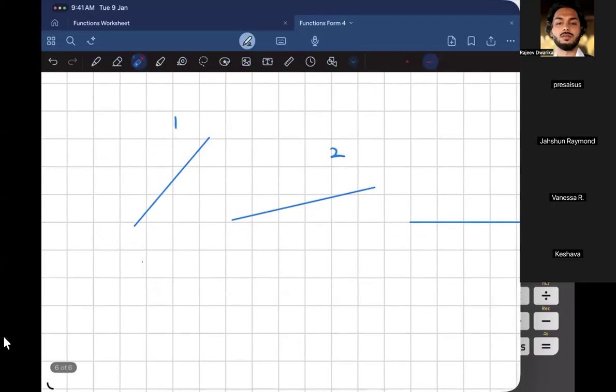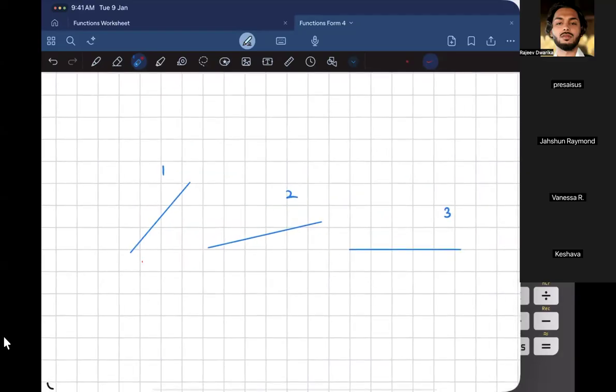And think about it, Perseus. If you had to drive, which one would be the easiest road to climb or drive on? 1, 2, or 3? Which one is looking like the easiest road? 3. So 1 is the steepest, 2 is the second steepest, and 3 has a steepness of 0. If something is completely horizontal, it has a gradient of 0, right?